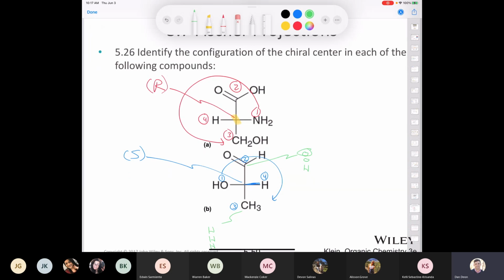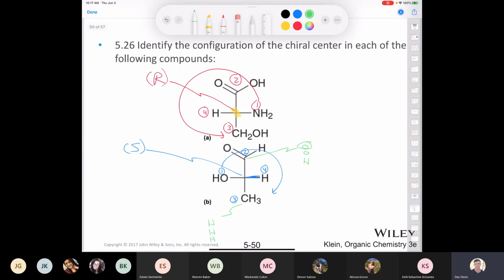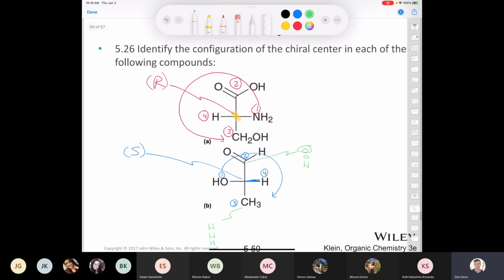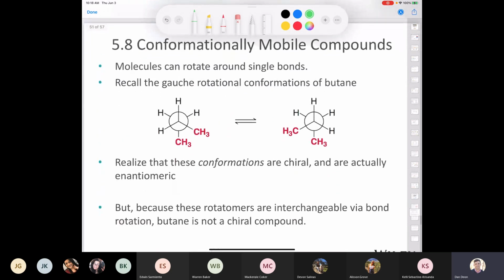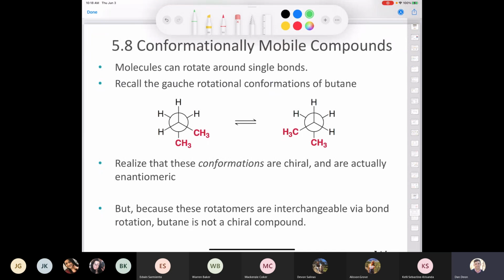So hopefully you're feeling a little more confident in your ability to apply the Cahn-Ingold-Prelog rules and assign the stereochemical configuration at a chiral center, whether we're using dashes or wedges, or whether it's in a Fischer projection. And of course, I'm going to ask you some questions about that on your next quiz. The best way to get really good at this is just repetition. Practice, practice, practice. I promise you will get better and better if you just keep going at it.